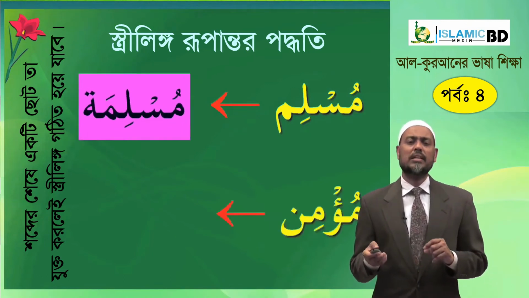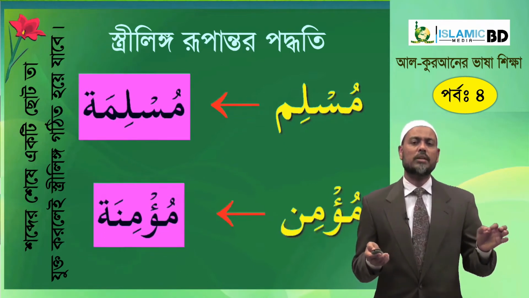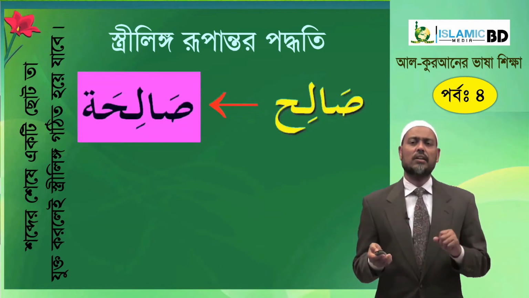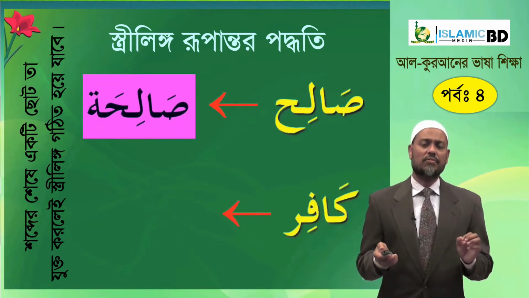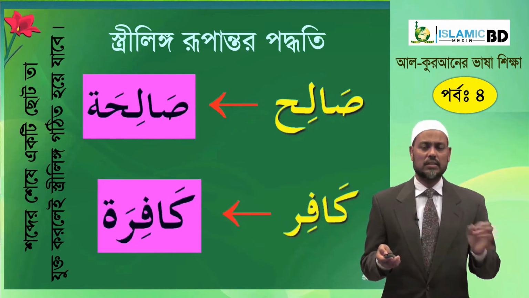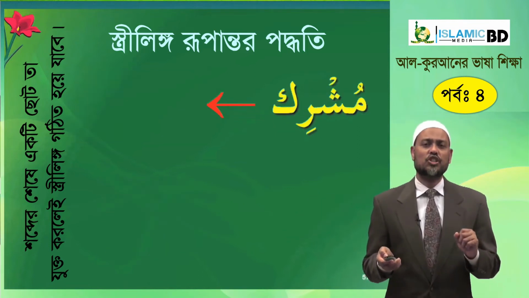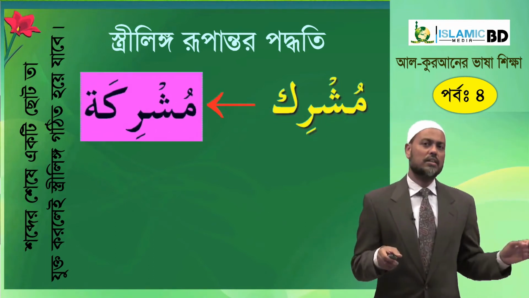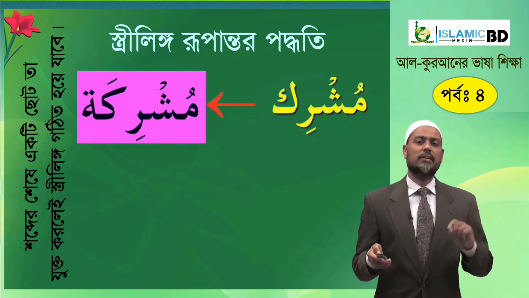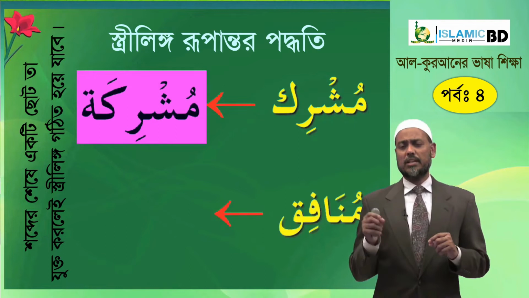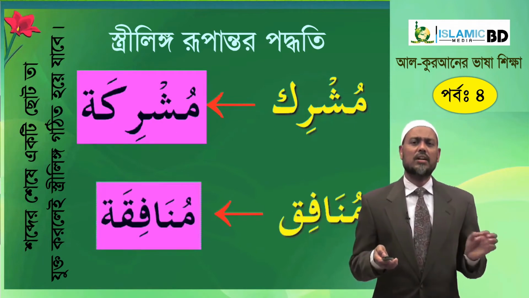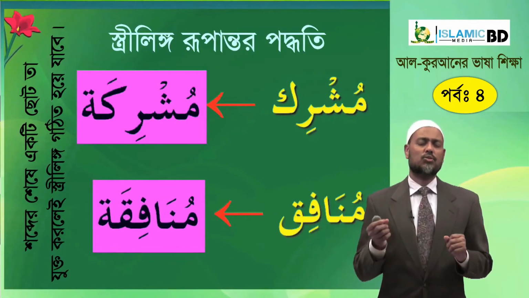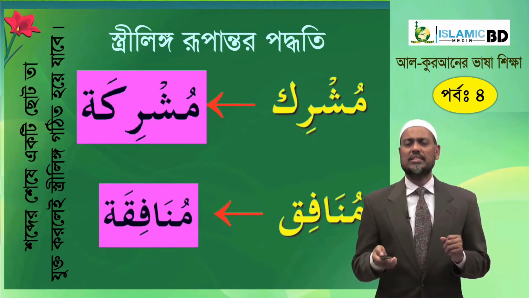The feminine of Mu'min is Mu'mina. Feminine of Salih is Salihah. Similarly, feminine of Kafir is Kafirah. And feminine of Mushrik is Mushrikah. Mushrik is male, Mushrikah is female, a polytheist female. Similarly, feminine gender for Munafiq is Munafiqah. So you learned all these forms of how to make feminine genders from these nouns.